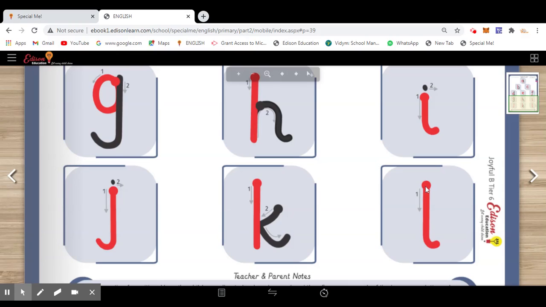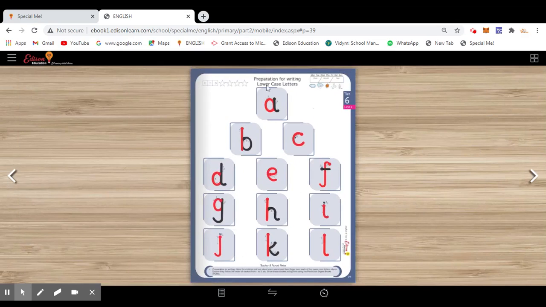So now for tracing, you have to start from the dot. First of all, you have to make a standing line and a little curve towards right hand side. So this is a letter L, and L is a phonic sound of letter L. So this way students, you have to practice tracing all the lowercase letters, and also you have to practice revising its phonic sounds. Is it clear to you? Good.